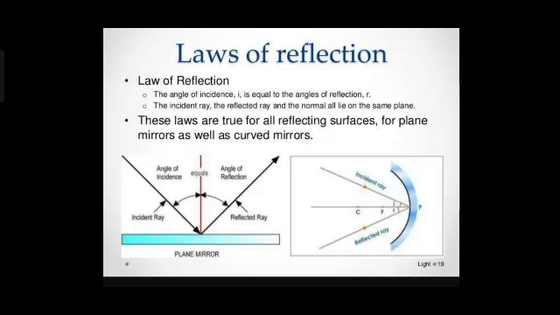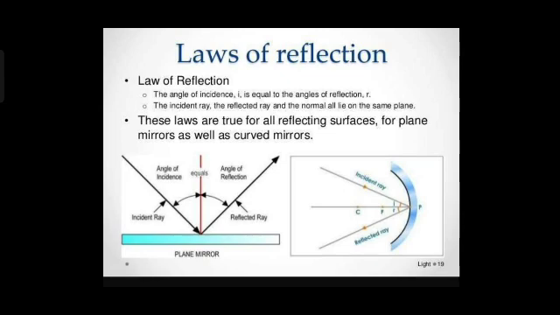Laws of reflection of light. When a ray of light falls on a plane mirror, it gets reflected. The reflection of light from a plane mirror takes place according to two laws which are known as laws of reflection of light. The laws of reflection of light are as follows. According to the first law of reflection, the incident ray, the reflected ray and the normal at the point of incidence lie in the same plane.